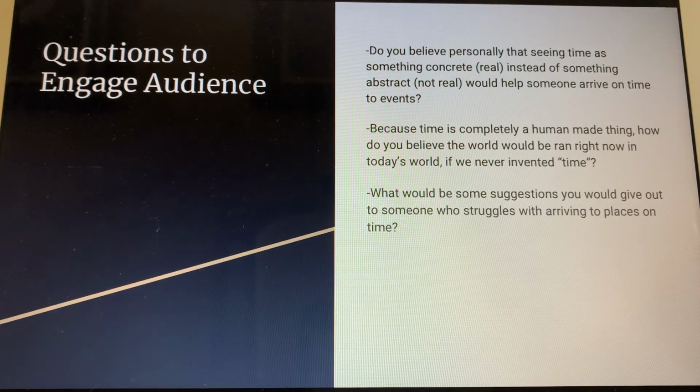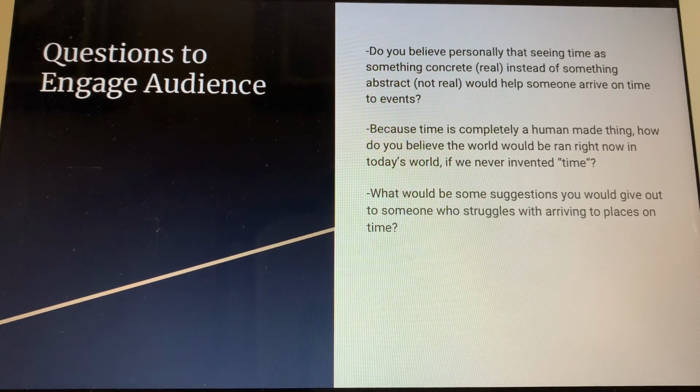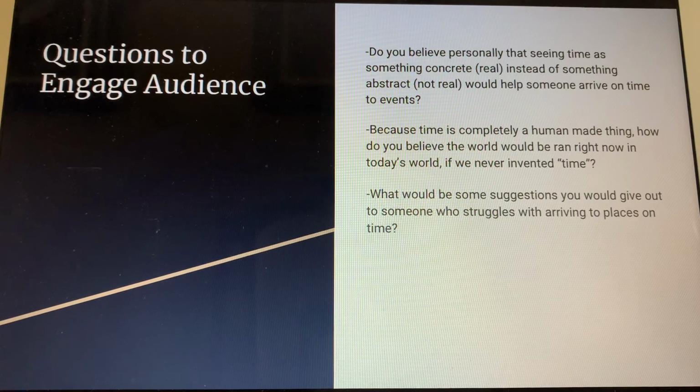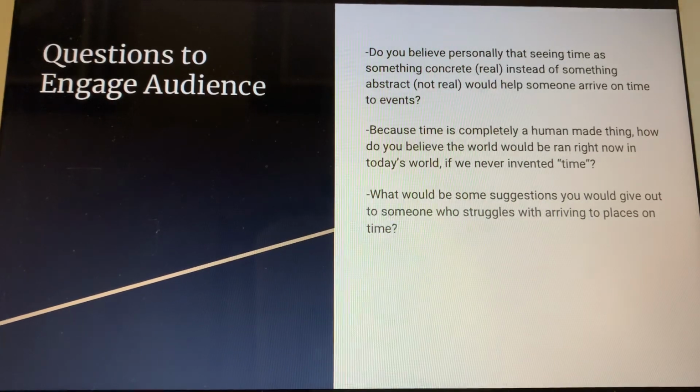So I just wrote down a few questions. I'll just read them off. Do you believe personally that seeing time as something concrete, real, instead of something abstract, not real, would help someone arrive on time to events? Because time is completely a human-made thing, how do you believe the world would be ran right now in today's world if we never invented time? And then lastly, what would be some suggestions you would give out to someone who struggles with arriving to places on time?